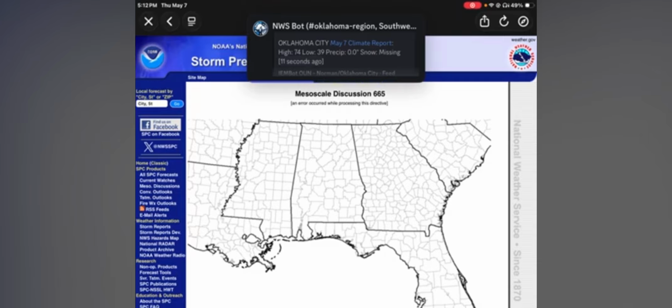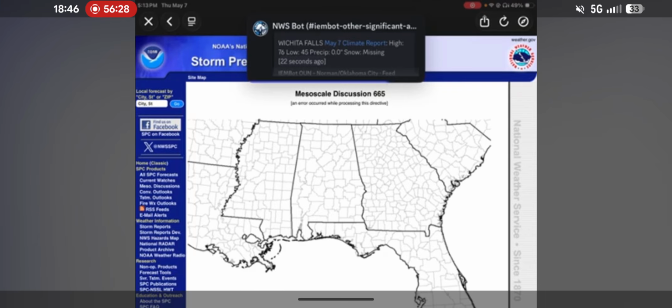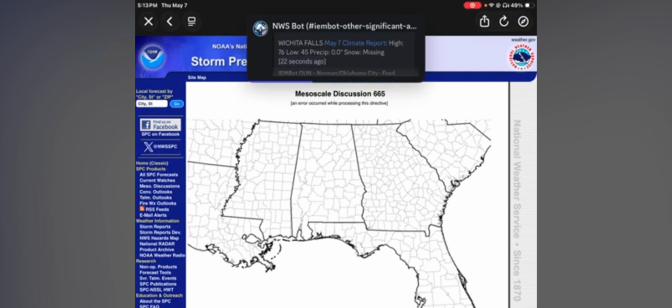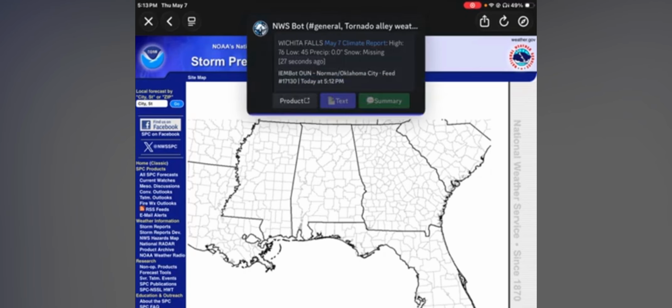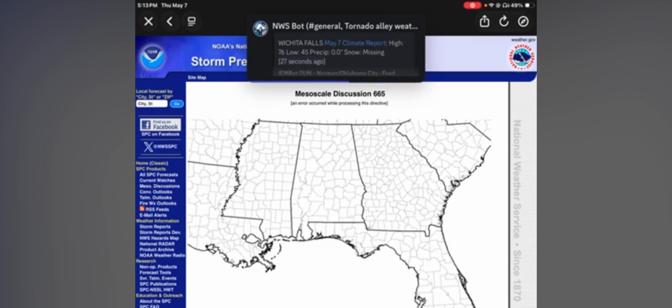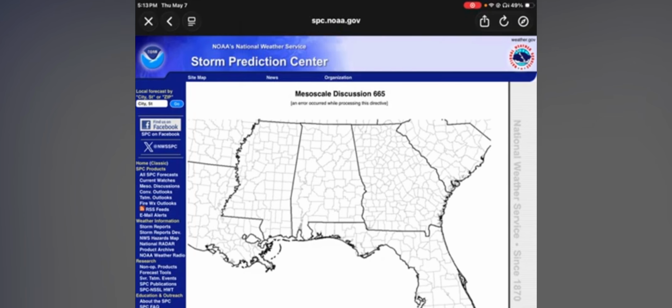So hopefully I can continue to do this in the future, and hopefully the Storm Prediction Center can get their act together and actually fix their website because it's so inconvenient to go through all the name files and shape files or whatever and just go through everything. But you gotta do what you gotta do sometimes.